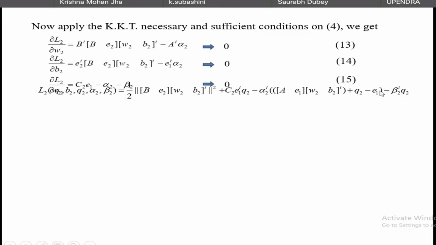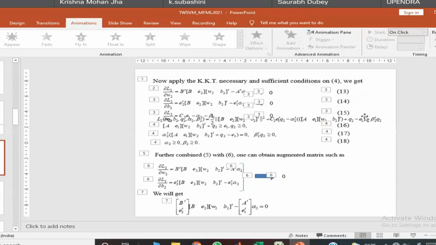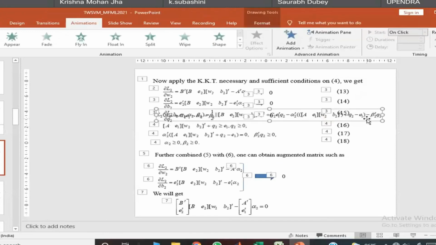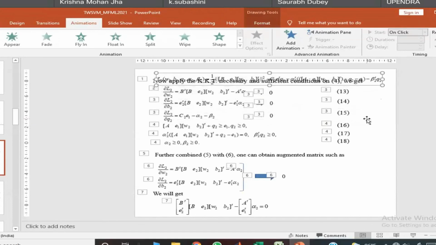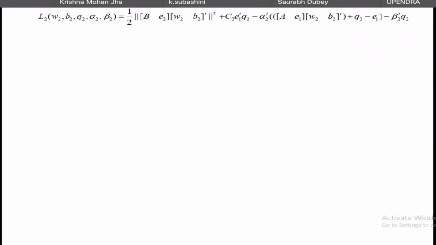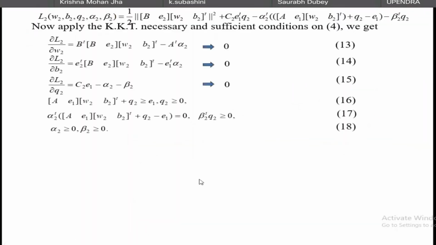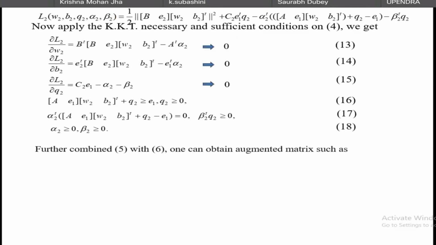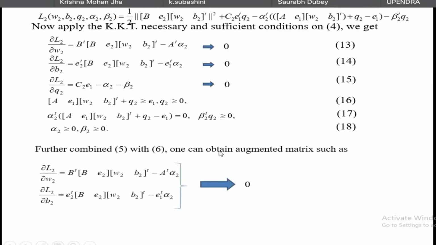So ultimately, if we find the derivative with respect to w2, v2 and alpha 2, you will get the same kind of things you have done in the same manner for the L1 case. You can compute whatever I have told you previously for the previous Lagrangian function. Now again we can combine these two equations into a single term for simplicity.